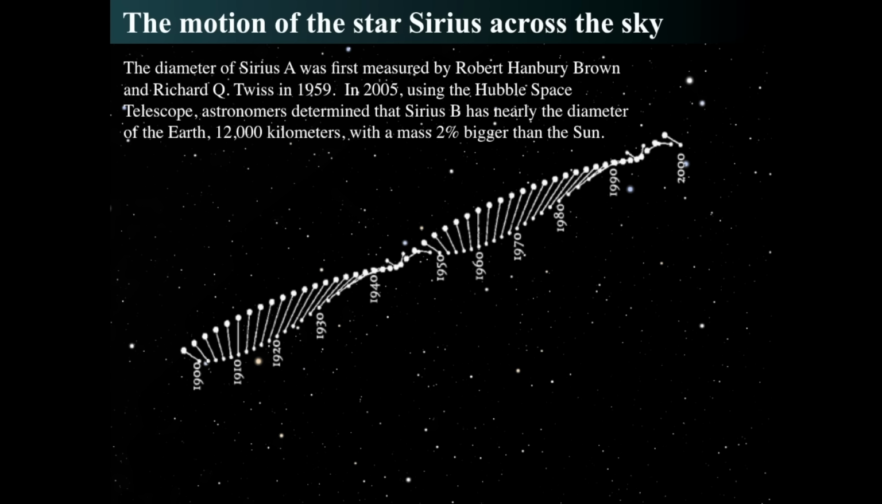So the diameter was then determined back in 1959 to be very small, somewhere on the order of the radius of the Earth. And in 2005, a team using the Hubble Space Telescope determined that it is nearly the diameter of the Earth, about 12,000 kilometers, and the mass of it is just a little bit bigger than the Sun.